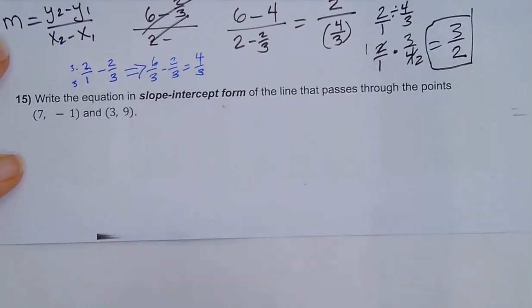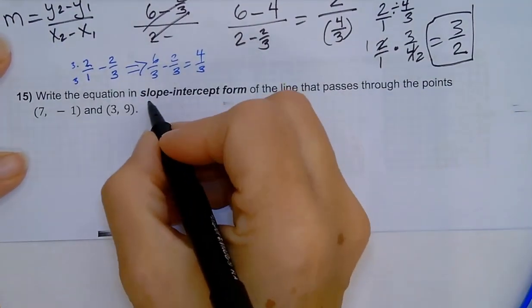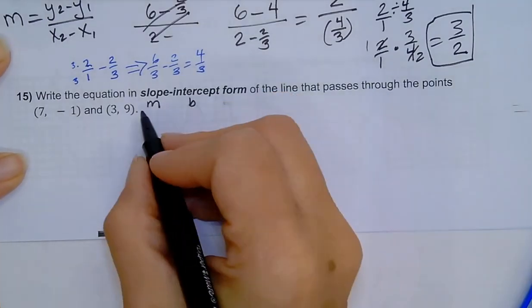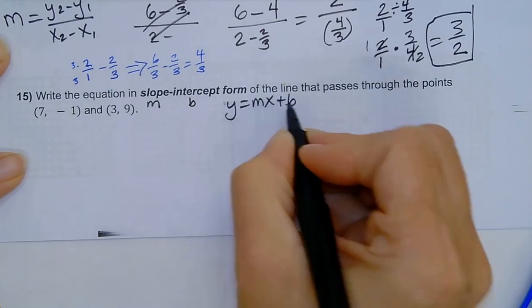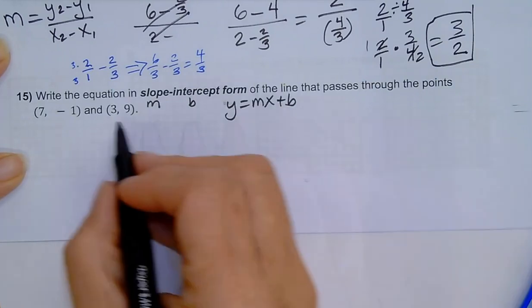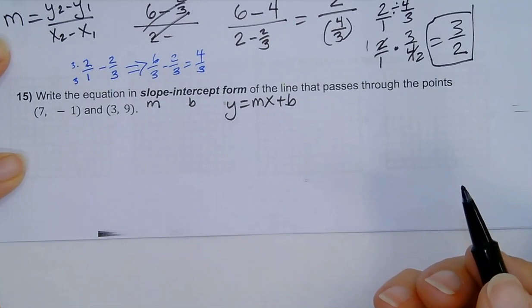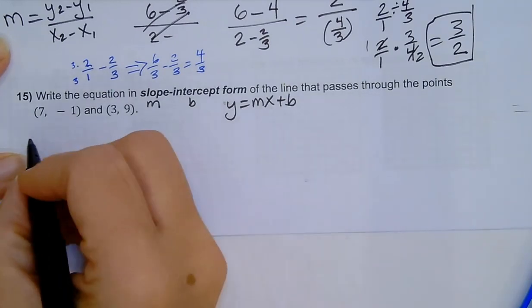All right, next we have to write the equation in slope-intercept form. So remember, I'm looking for my slope and my y-intercept, right? So that means the form I want is going to be y equals mx plus b. Okay, I'm going to write an equation in slope-intercept form that passes through these 2 points. So I need the slope and I need the y-intercept. Okay, there are a couple different ways to get there. So first I'm going to find slope.